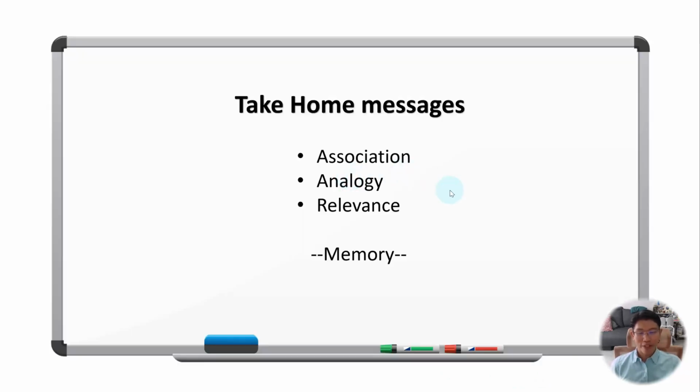Okay, and with that, we come to the end of a brief introduction of the anatomy and pathophysiology of the human brain. Take-home messages: anatomy, very hard to remember, so you need to use tricks to help you remember. And remember, memory, the forgetting curve, and the more you repeat and rehearse, the better you remember.